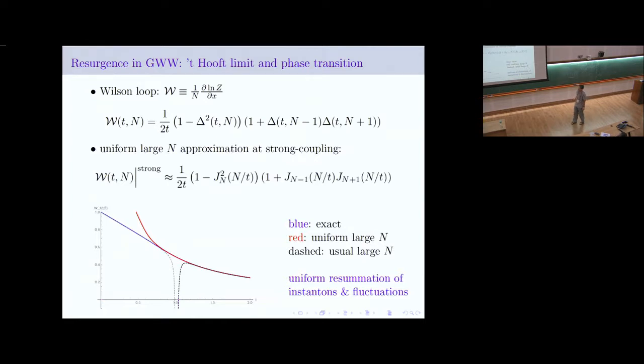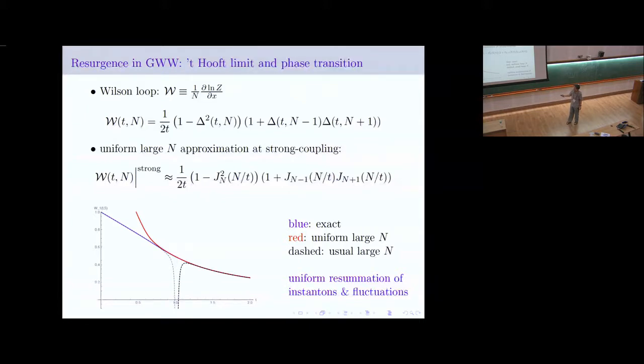So here, let me show you some plots of what actually happens. Let's calculate something like a Wilson loop. So a Wilson loop is the expectation value of the trace of U. Okay? So remember I said that everything could be expressed in terms of this function delta. Well, likewise, this Wilson loop can be expressed in terms of delta. So now that I know the trans-series structure of delta, I know the trans-series structure of the Wilson loop. And here's a plot at n equals 5 of the Wilson loop as a function of t.